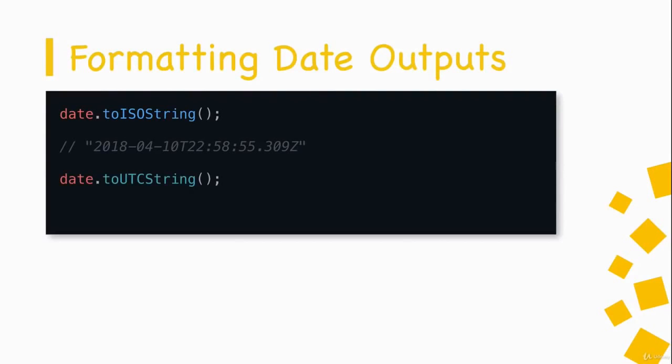We also have date.toUTCString, which outputs it like the UTC string that we just saw. In this case, it's Tuesday, 10 April 2018, 22:58:55 GMT. So using these methods, you can change the output of a date object and specify how you want the date or time to be displayed.